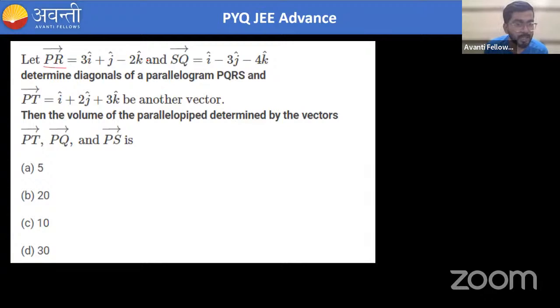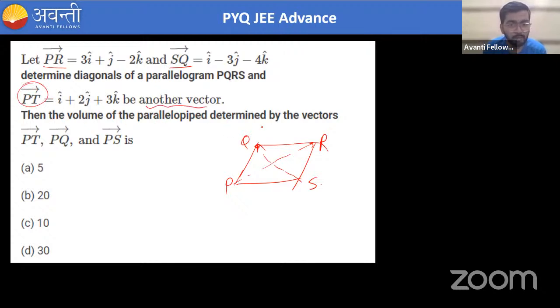This is saying that let PR and SQ determine the diagonals of a parallelogram PQRS. So consider a parallelogram PQRS, right? PR and SQ are the diagonals of the parallelogram given to us, and PT is another vector. Then the volume of the parallelepiped determined by these vectors will be what?